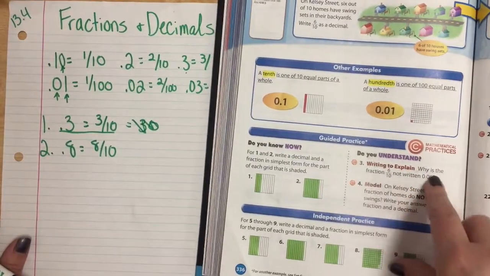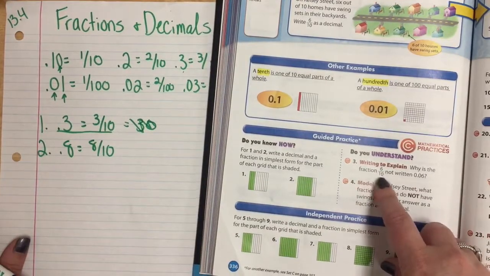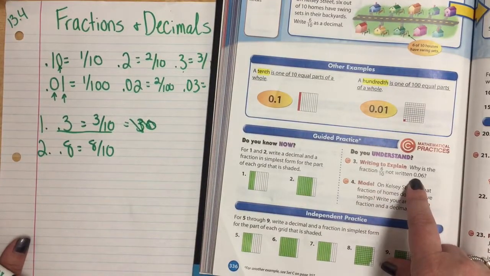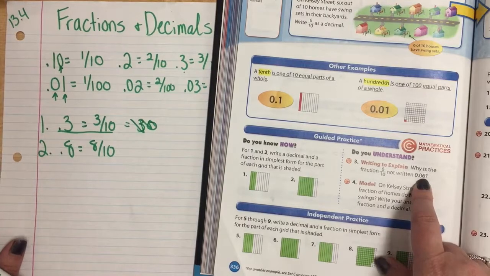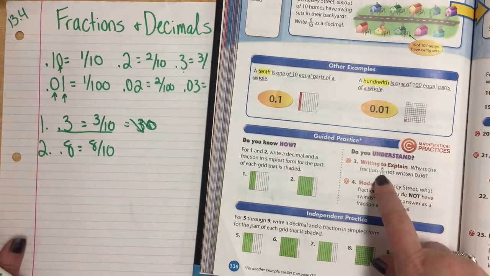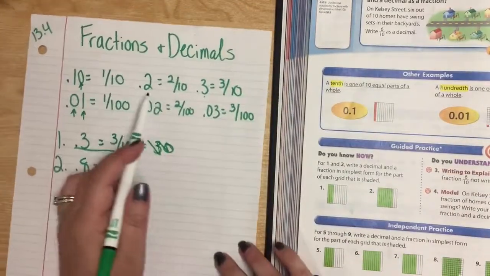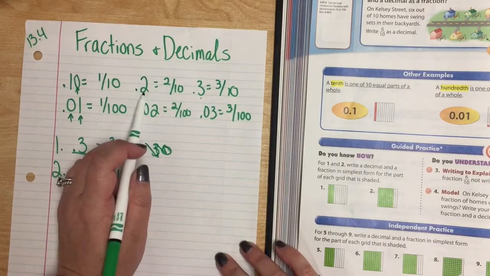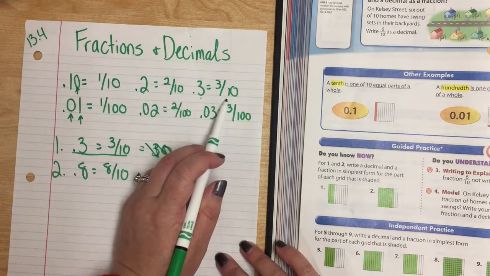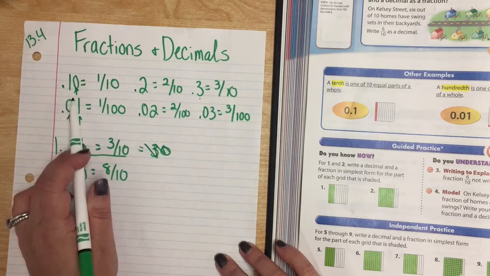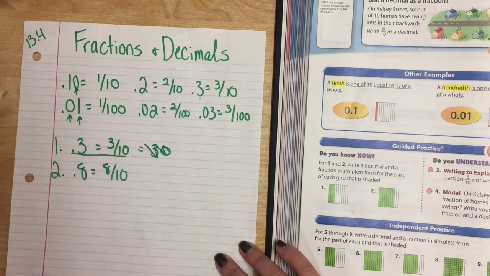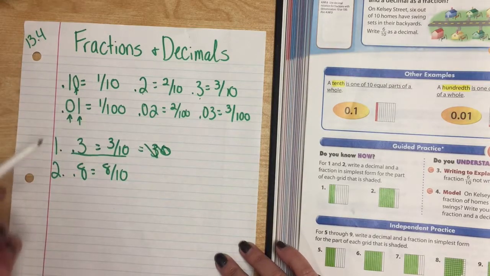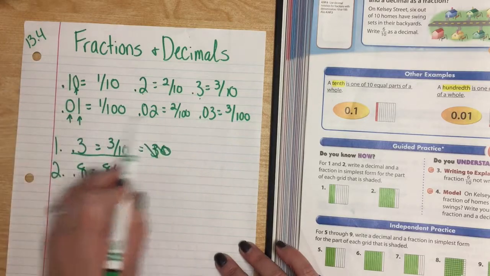For number 3, why is the fraction 6/10 not written as 0.06? Because 6/10, just like we were doing up here, if it's got one number and it's over 10, it's in the tens. 6/10 would be 0.6. 0.06 would put that in the hundreds.